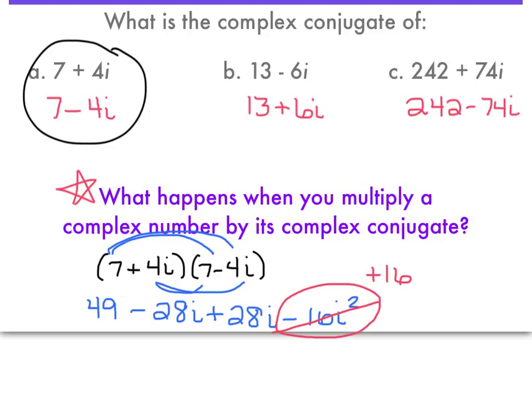So I know I'm going to be able to combine that 16 with that 49. But look at what happens with your i's. You've got a negative 28i and a positive 28i. What's going to happen when you add those together?